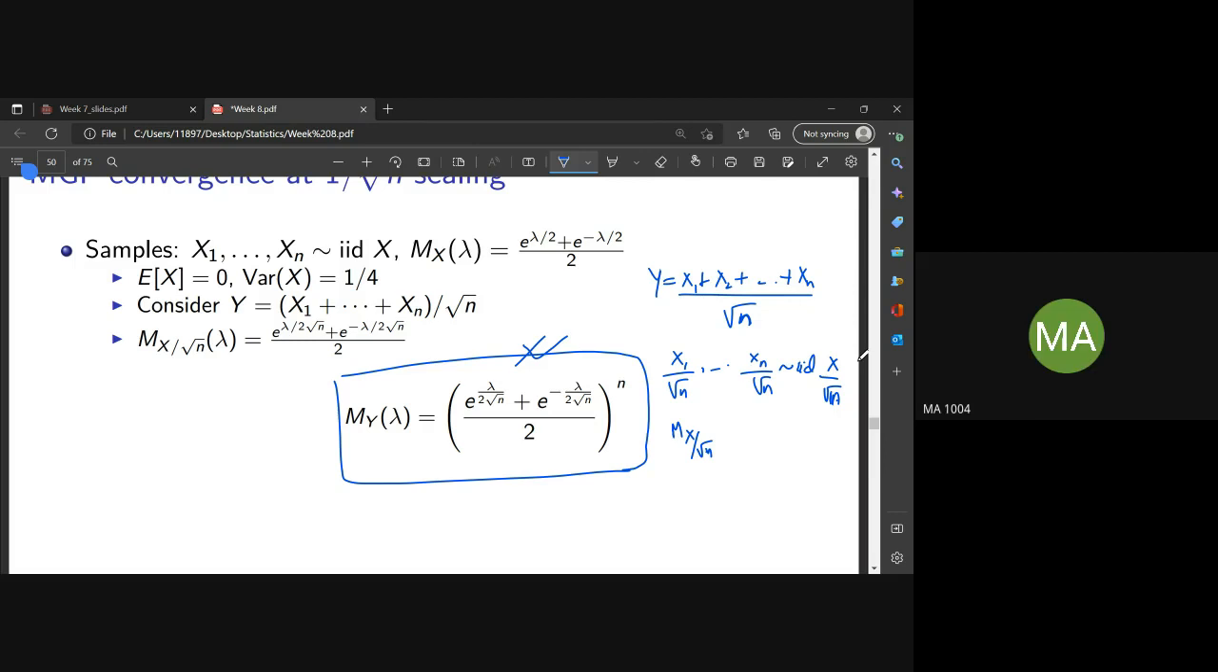Expectation and variance for what? In this example, X is centralized Bernoulli, the same X we are using. So X is centralized Bernoulli 1 by 2. This was not mentioned in the slide, but when you watch the lectures, you will see that X is taken as centralized Bernoulli half.